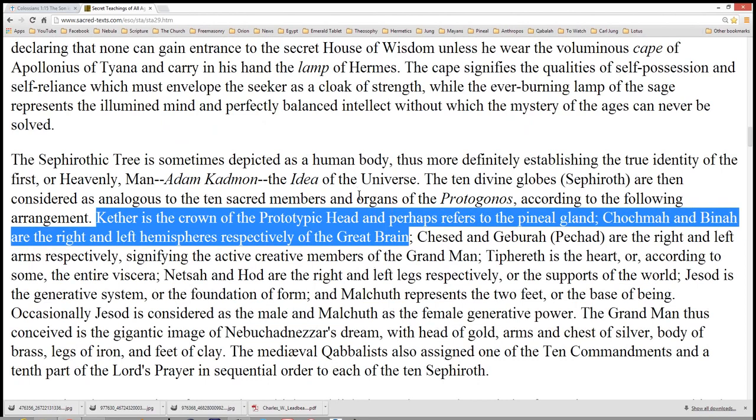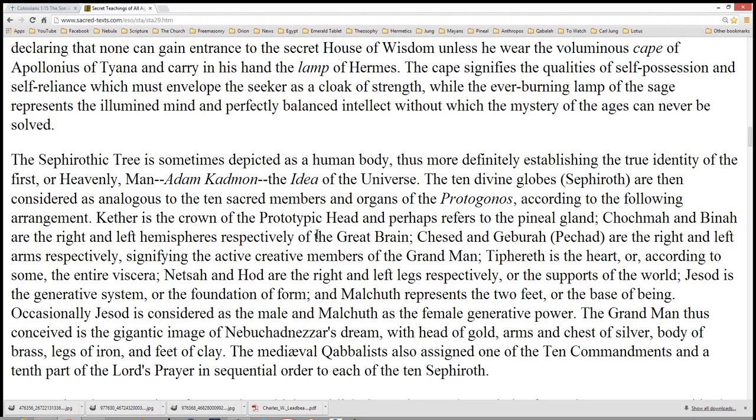So right here, it's speaking of Adam Kadmon, the heavenly or celestial Adam. And what it's saying is that Kether is the crown of the prototypic head, and perhaps refers to the pineal gland. Chokmah and Binah are the right and left hemispheres, respectively, of the great brain. They call it a brain for a reason, because the geometry shows that it is a brain in right profile, exactly like the Ancient of Days is described. So this is the first logos that was created.